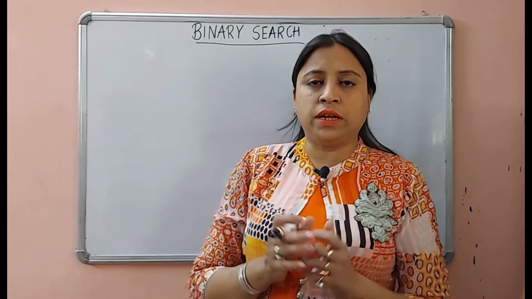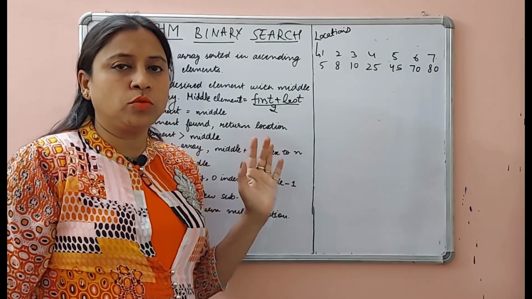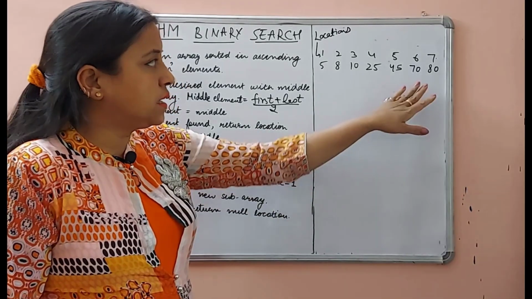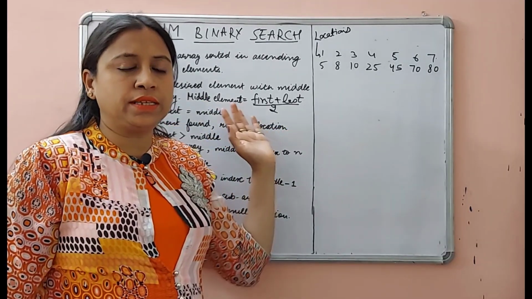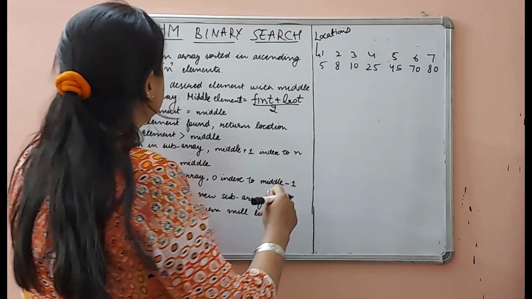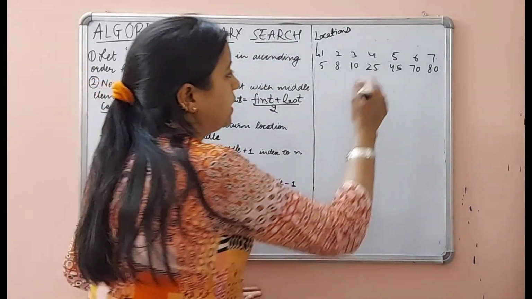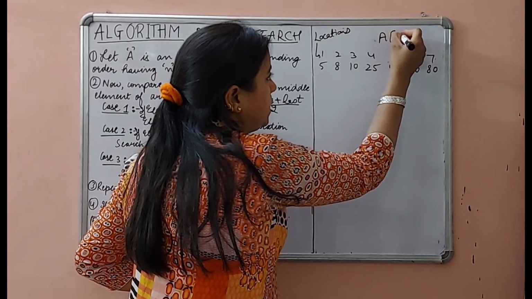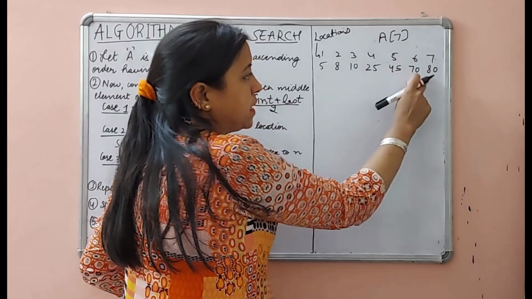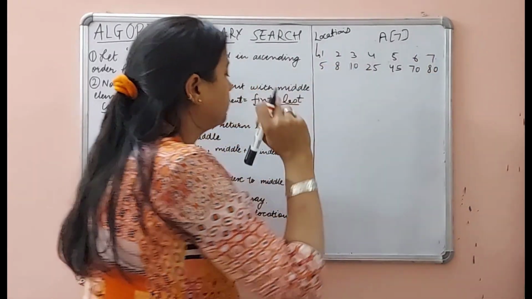Now I will explain the algorithm of binary search. Friends, this is the algorithm of binary search. This is the example. I will explain this algorithm with the help of this example. Let A be an array sorted in ascending order having n elements. Let A be an array having 7 elements. So these elements are in sorted order. This is the location of these elements.